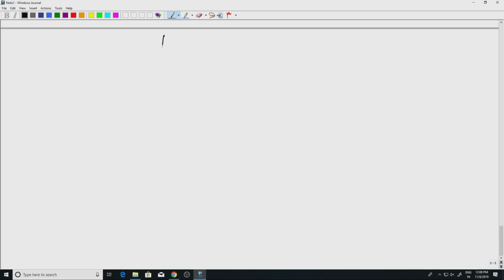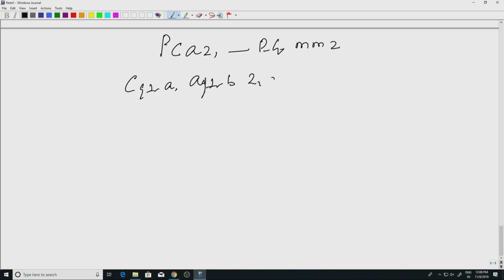Now we will go to PCA21. Again the point group is MM2. Now C glide perpendicular to A, glide perpendicular to B, 2, 1 along C. Here A and B are having mirrors perpendicular to the axis.